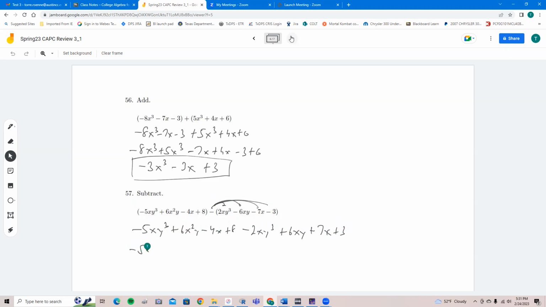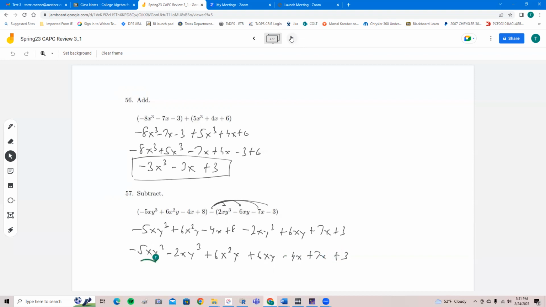So I have negative 5xy cubed minus 2xy cubed, and now the next one will be 6x squared y. Notice it doesn't have a companion and matching term. This one is close, but not the same. It has to have the same variables to the same power. And so the next one actually is 6xy, but these will not combine for the reason I just explained. And then we'll have negative 4x plus 7x, and then plus 3.